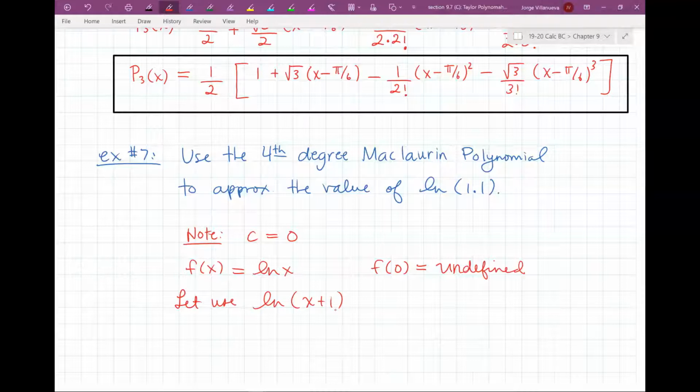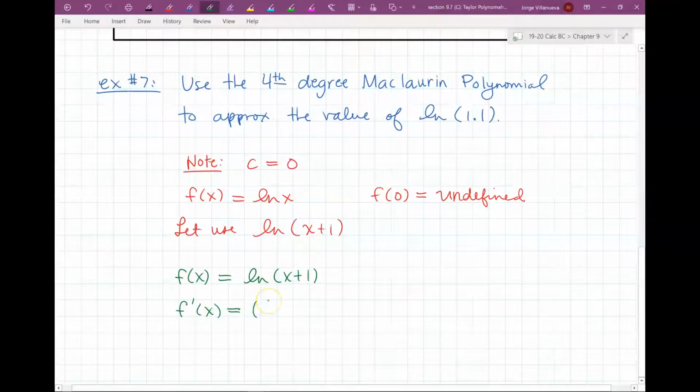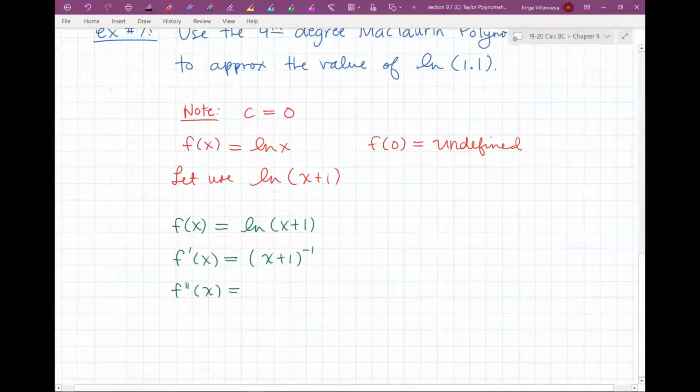So here we go. What I'm going to do right now is use my f of x function, this new one that we created, and take the derivatives of it. If you guys don't mind, just to save us a little bit of time, I did them beforehand. So this would just be x plus 1 to the negative 1. Second derivative, now they want fourth degree, right? So second derivative is going to be negative x plus 1 to the negative 2.